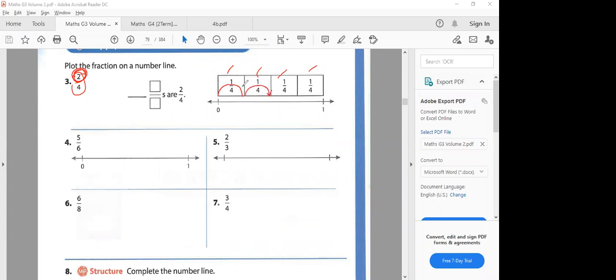So first jump of 1 over 4 and 1 over 4 again. 1 plus 1, 2. 2 over 4 like this. So you jumped 2 jumps, each jump of 1 over 4. Okay. So you reached 2 over 4 like this. Okay, thank you.